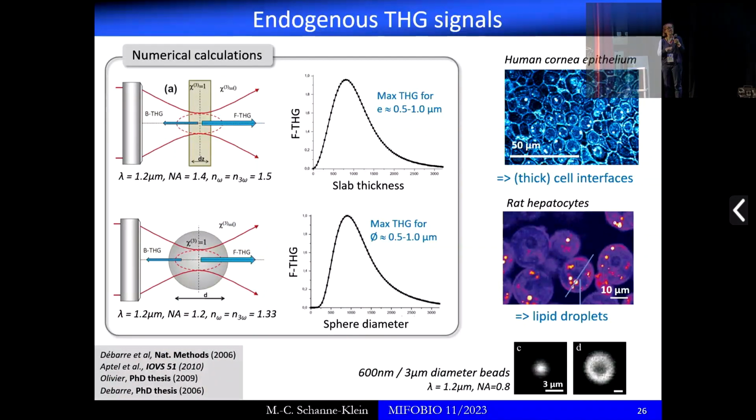So here are some calculations for thin slabs or thin beads, and you see that it's sensitive typically to a diameter or thickness of 1 micrometer. And it was verified in epithelium. We see the cell borders, or here in lipid droplets. Here you can see a larger bead, a polystyrene bead, so that there is some signal at the edges, but not at the center, because it's a larger bead, so at this place it's isotropic.